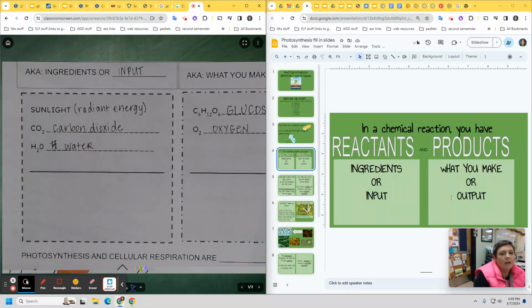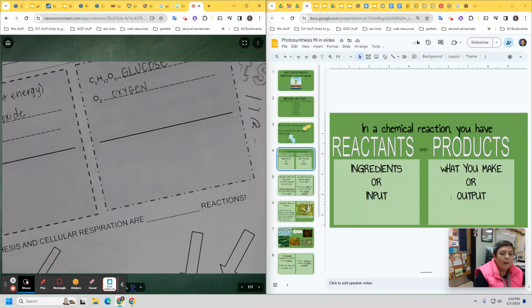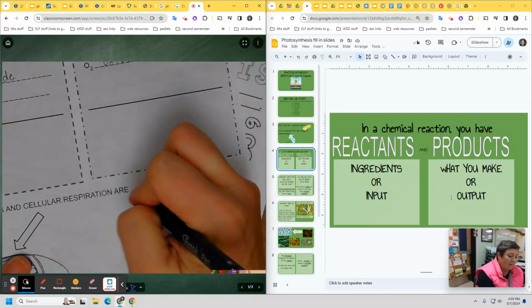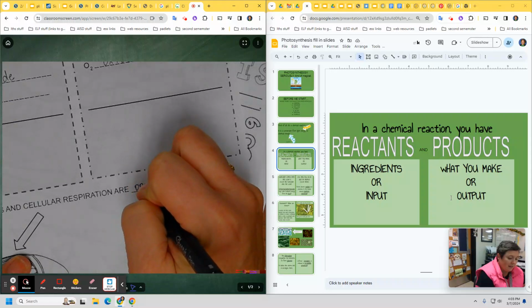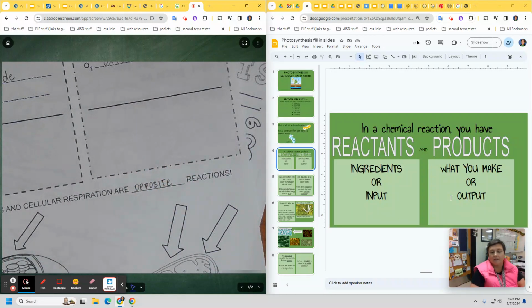But we're also going to talk about respiration. Plants do both, all right? They do cellular respiration just like we do, but they also do photosynthesis. So photosynthesis and cellular respiration are opposite reactions.